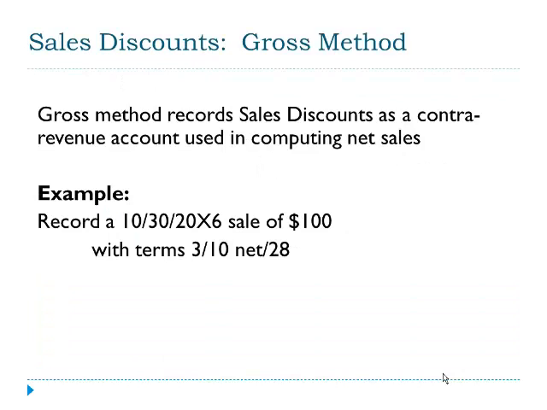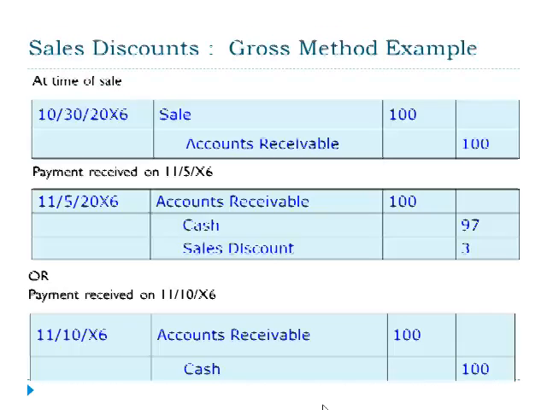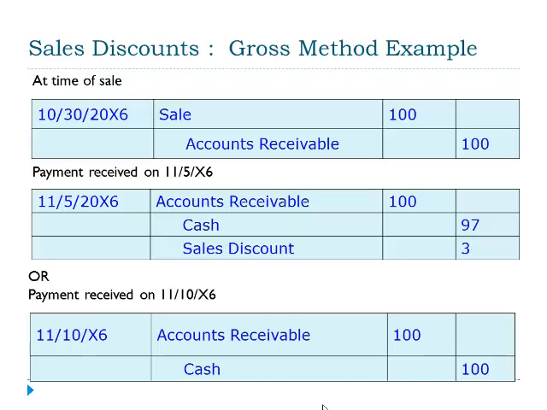The gross method assumes that sales are going to be paid after the discount period, and so they're recorded as the full amount. For example, if we record a sale that takes place on October 30th for $100 with terms of 3/10 net 28. The journal entries that will be written at the time of sale will record the entire sale in total. Then, when the payment is received, if the payment is received within that 10-day discount period, then the customer only has to pay $97. They're getting that 3% discount on the $100.